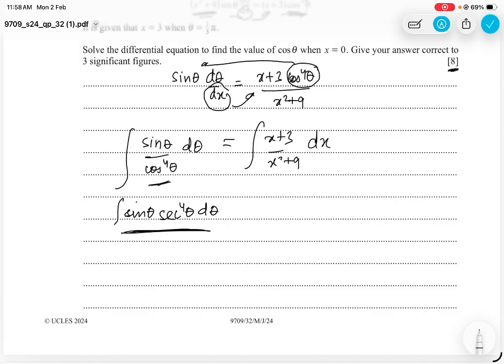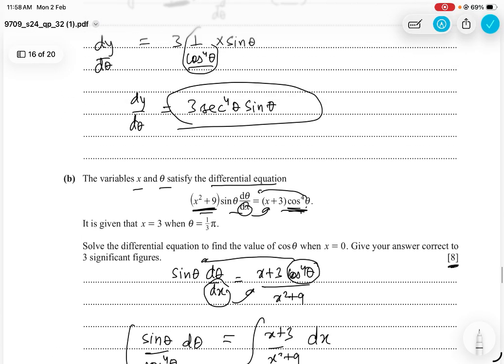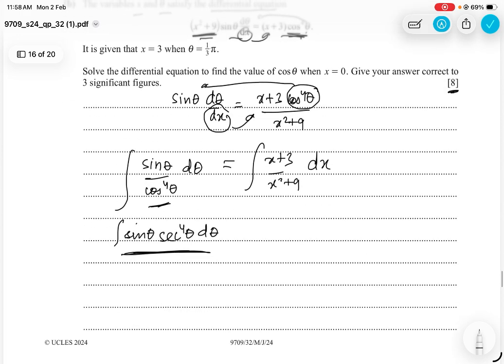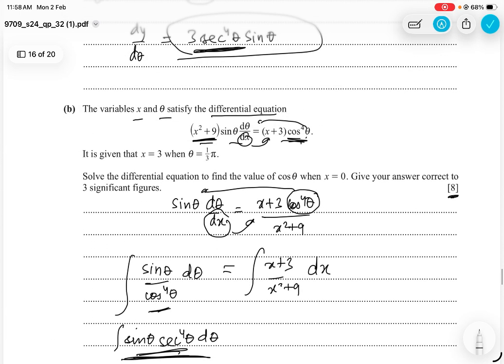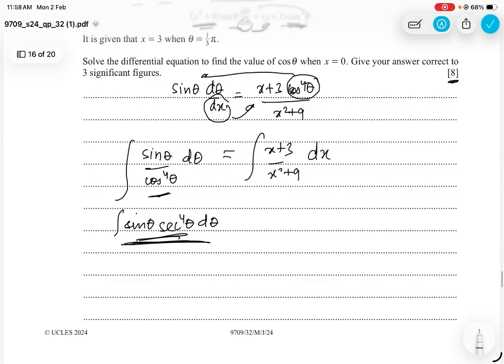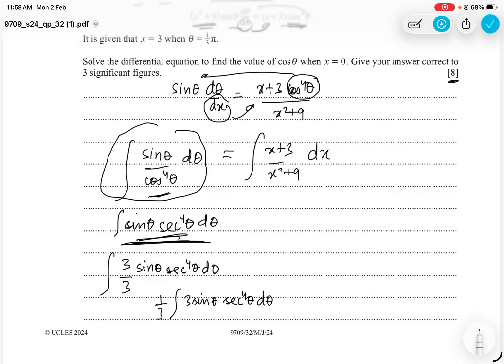We know this. Yes or no? Tell me. See over here. We know this. This seems familiar. So to make it more familiar, to get a 3 over here, I will multiply and divide it by 3. Sine theta sec 4 theta d theta. Right? So this would give us 1 by 3, 3 sine theta sec 4 theta d theta. Okay, I'm first taking care of this side, then I will move on to the other side on the next page. Okay, agreed or not?